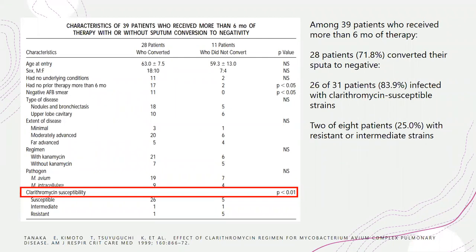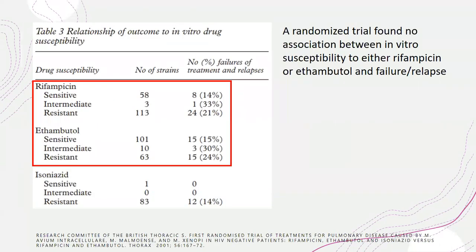If you look at the other two components of the usually recommended regimen, which are rifampin and ethambutol, it's interesting that the randomized trial found no association between in vitro susceptibility to these two agents and the number of treatment failures and relapses in these patients. So it doesn't matter if they're rifampin sensitive, intermediate, or resistant, or ethambutol sensitive, intermediate, or resistant. It really doesn't affect your percentage of treatment failure or relapses. It's just the macrolide in patients with Mycobacterium avium that determines their success rates, so to speak.